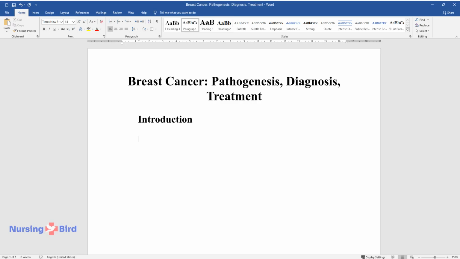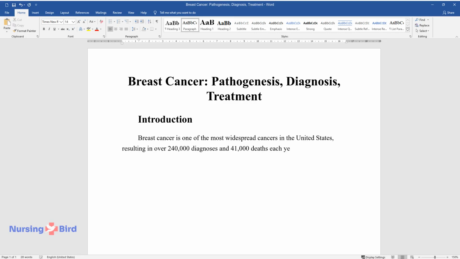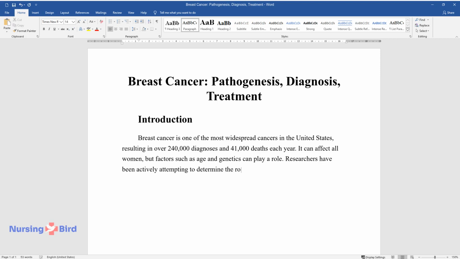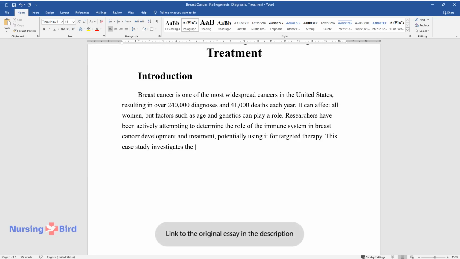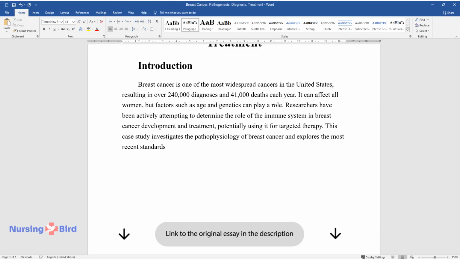Introduction. Breast cancer is one of the most widespread cancers in the United States, resulting in over 240,000 diagnoses and 41,000 deaths each year. It can affect all women, but factors such as age and genetics can play a role. Researchers have been actively attempting to determine the role of the immune system in breast cancer development and treatment, potentially using it for targeted therapy. This case study investigates the pathophysiology of breast cancer and explores the most recent standards of care.